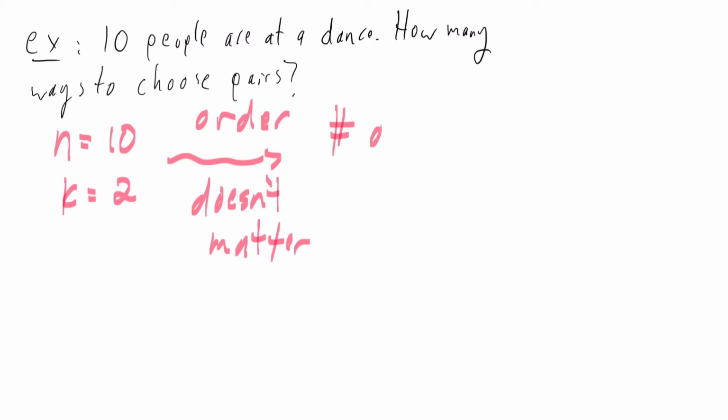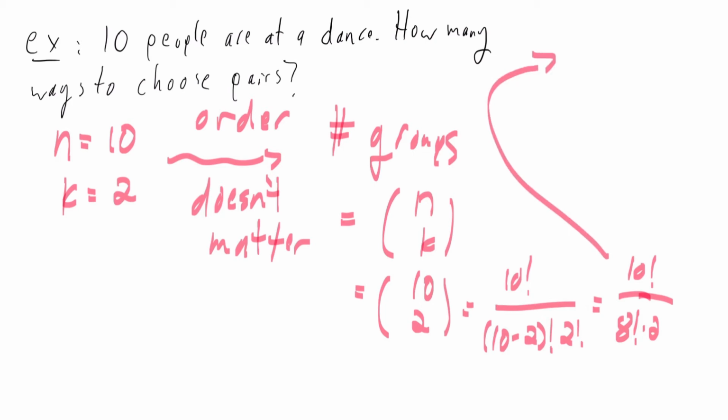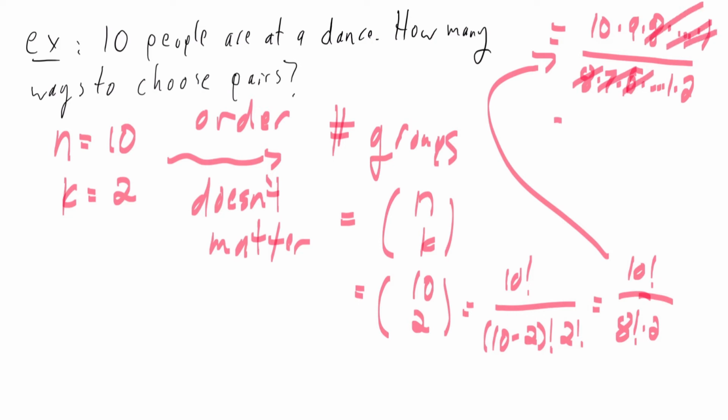So the number of groups is equal to n choose k. So 10 choose 2, 10 factorial over (10 minus 2) factorial times 2 factorial. So I get 10 times 9 times 8, and so on, over 8 times 7 times 6, and so on, times 2 there. Everything cancels on the bottom except for the 2. So I get 90 over 2, which is 45. So a little bit of a complicated argument, but as long as I knew to choose the binomial coefficient here, it was essentially a matter of calculation.